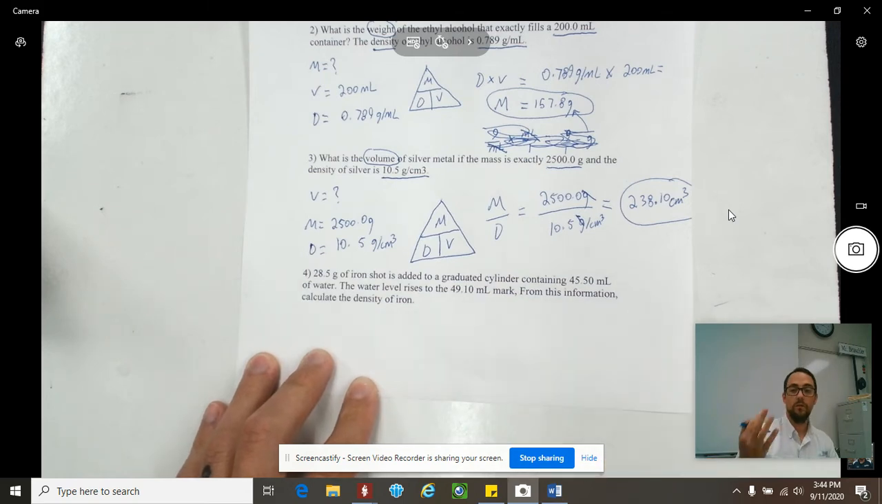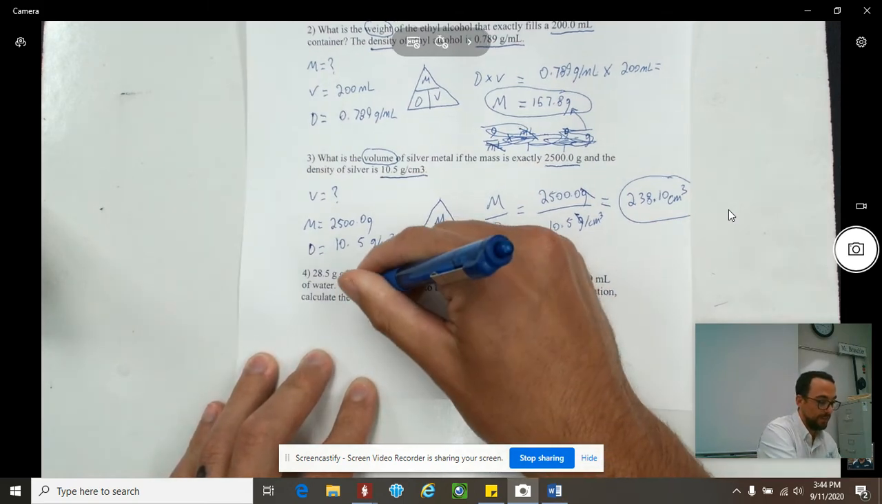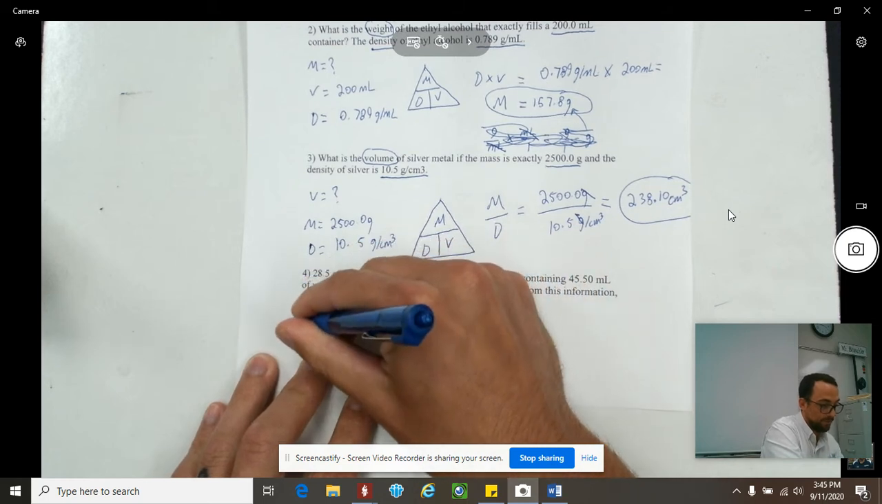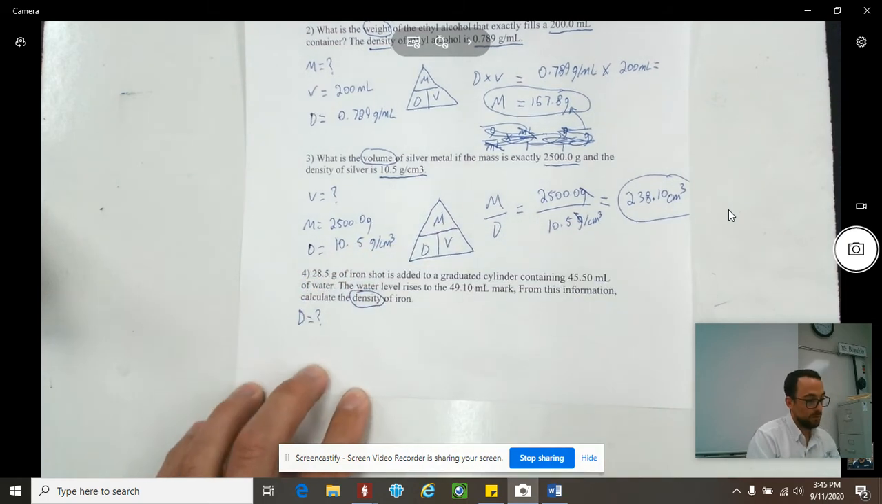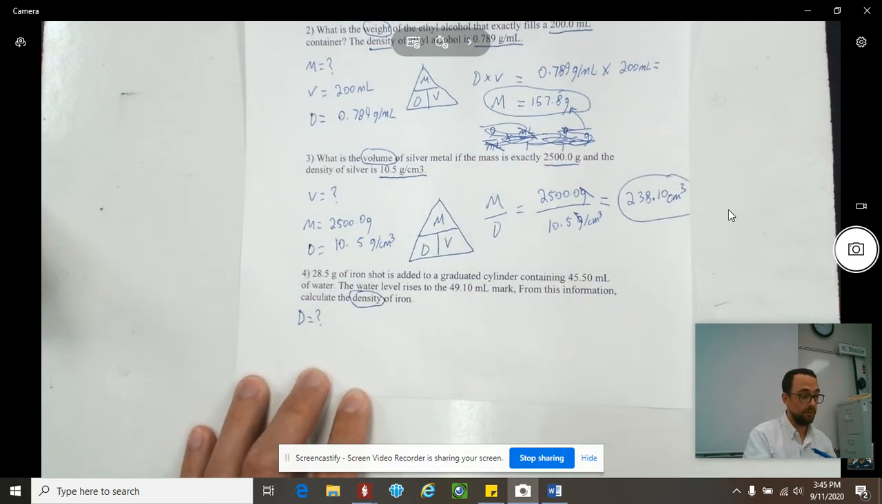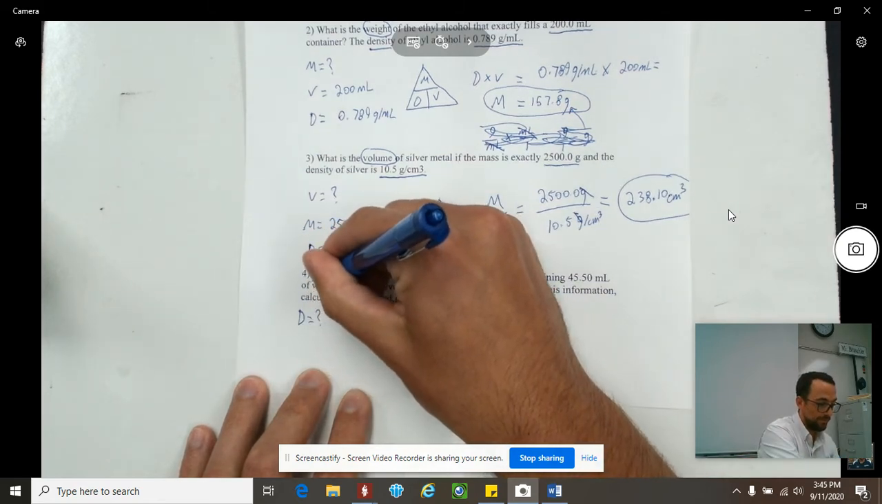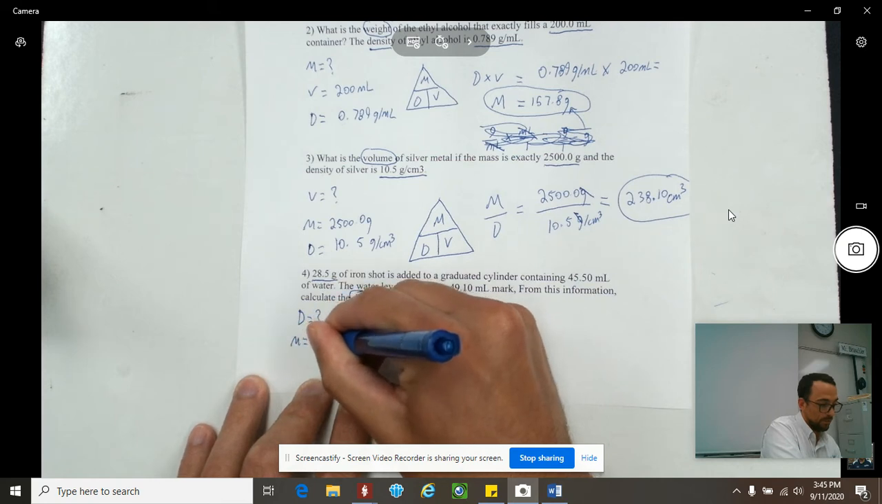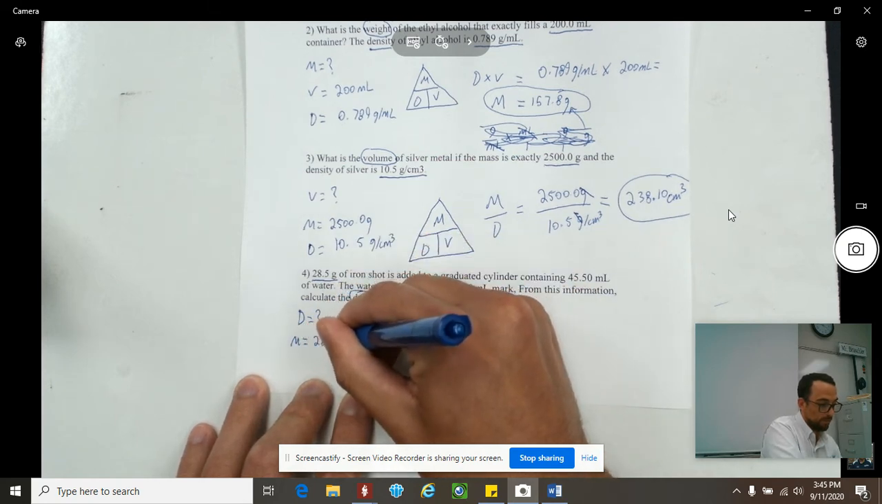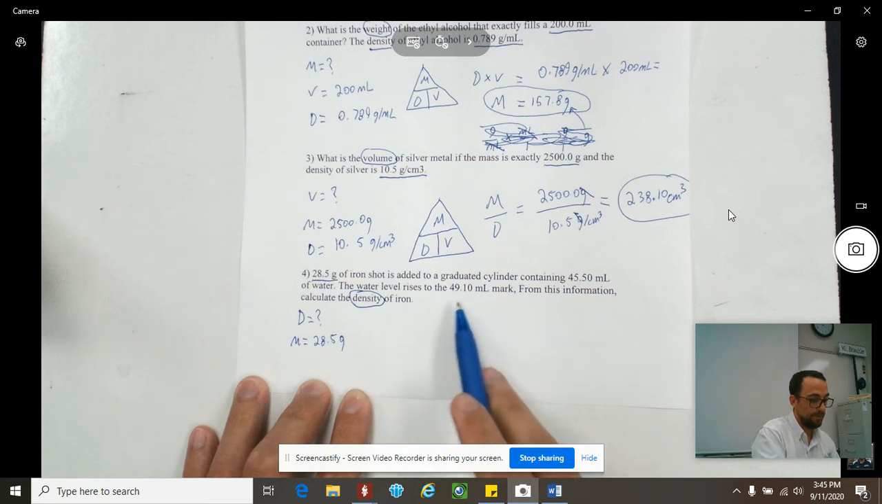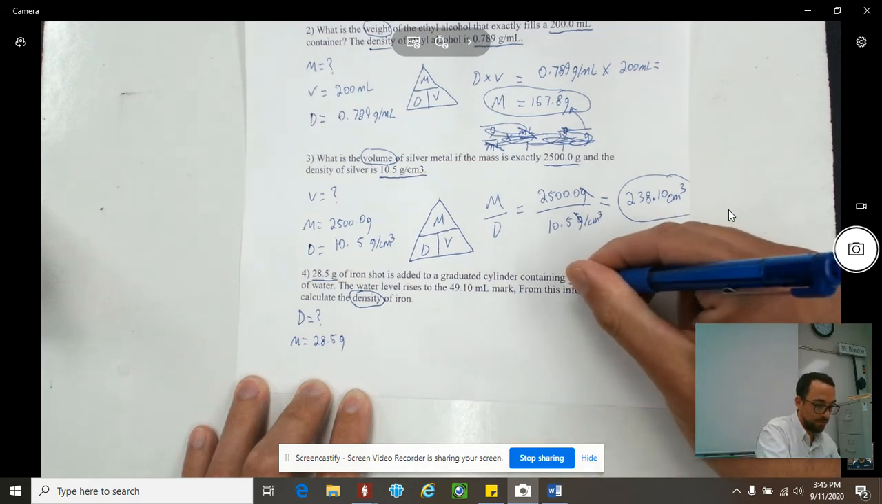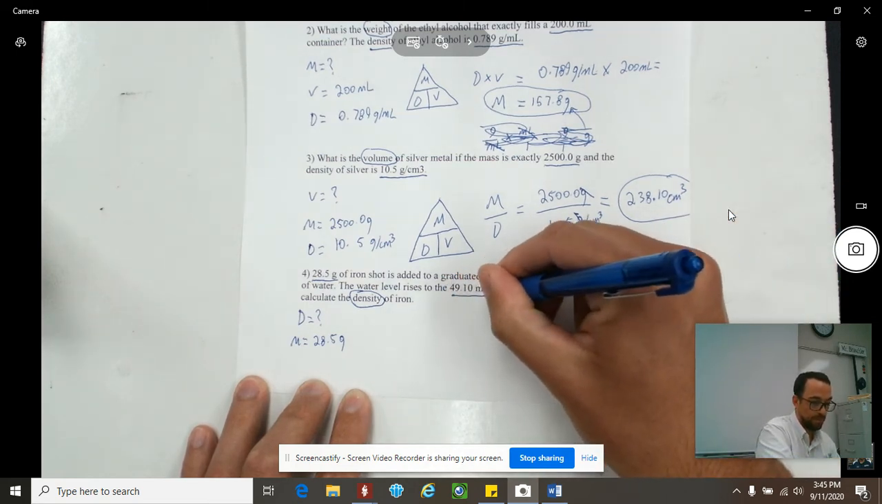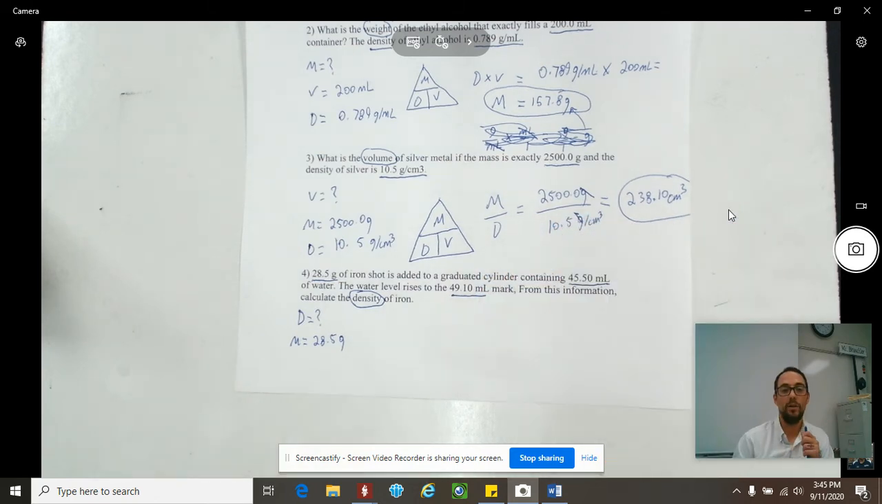So first of all, do your steps. What am I looking for? I'm looking for the density. So D, I don't know. Then go through the numbers just like we've been doing. First number I hit, 28.5 grams. I know grams is always mass. So 28.5 grams. Then if I keep going, I see that I have one volume here and one volume here. Well, how the heck do I know which one to put where? I'm going to have to subtract these, but I need to know which one is what.